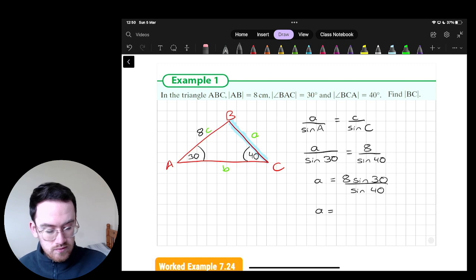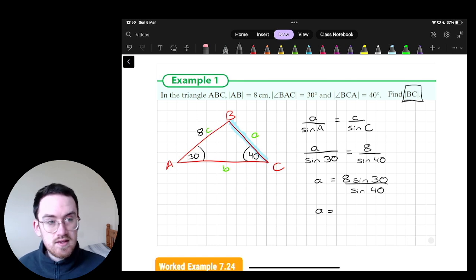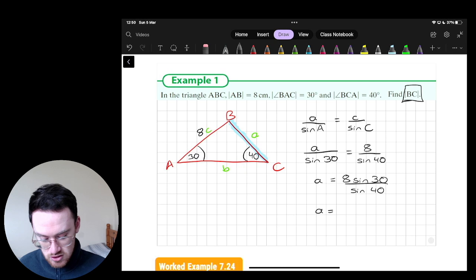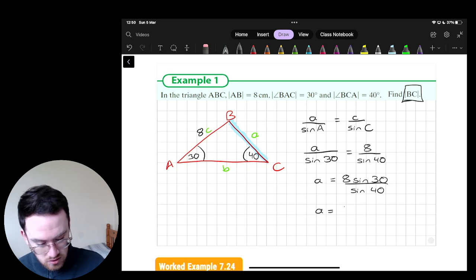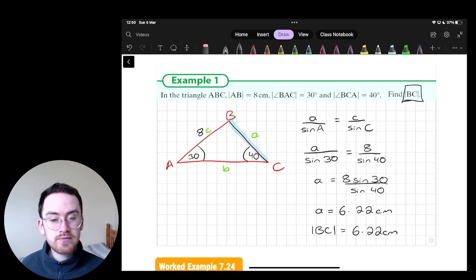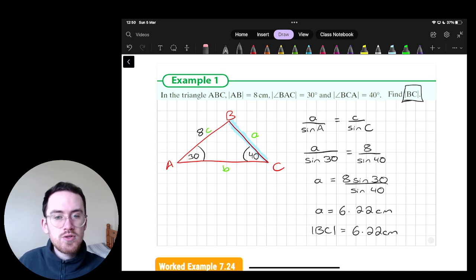And we could also have just used the notation BC that they gave us in the question. That would be obviously fine as well. So then just getting that using our calculator, we get an answer of 6.22 centimeters. So the length of BC is 6.22 centimeters. Okay, so that's the first part there.